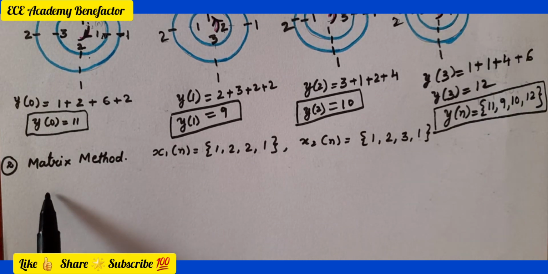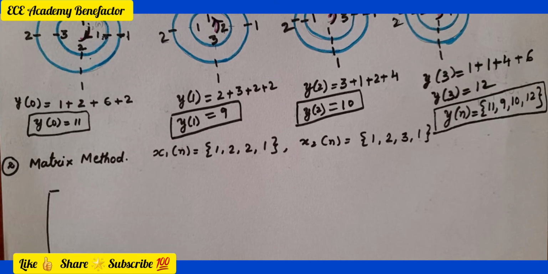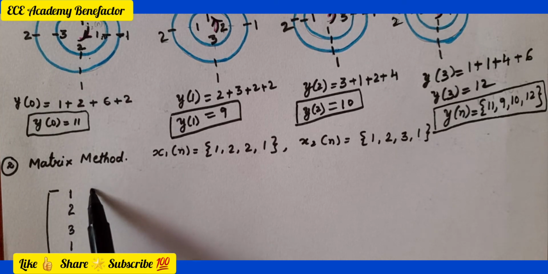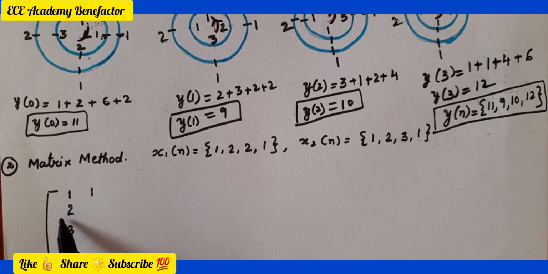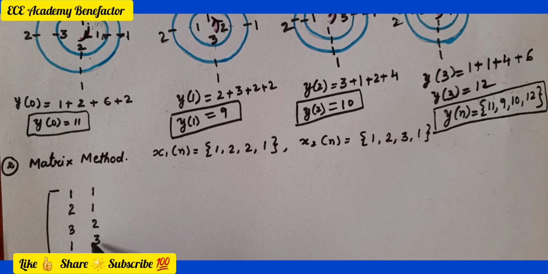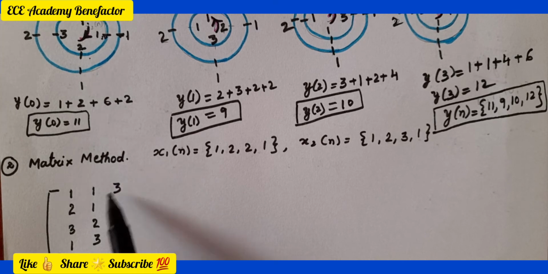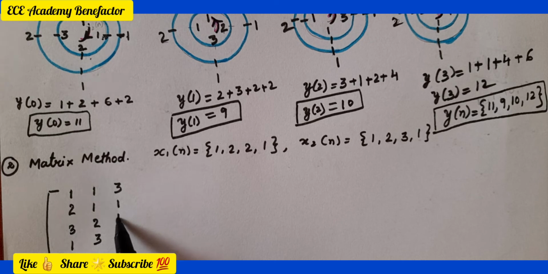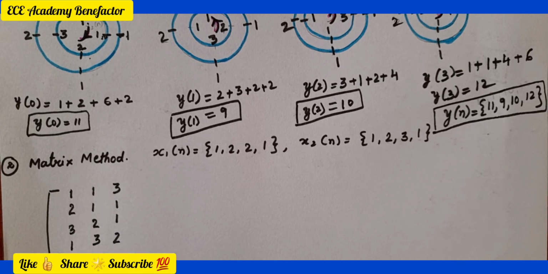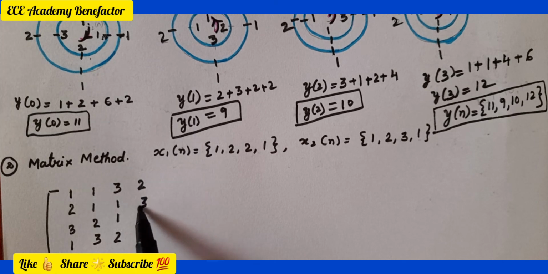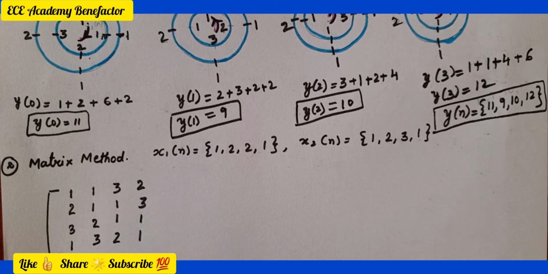So first let us write x2 of n. It is 1, 2, 3, 1. Now write this one here and repeat the remaining sequence 1, 2, 3. Now take this 3 again here. Write the remaining sequence 1, 1, 2. Now take this 2 here and write this 3, 1, 1.